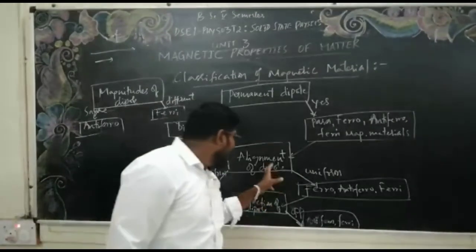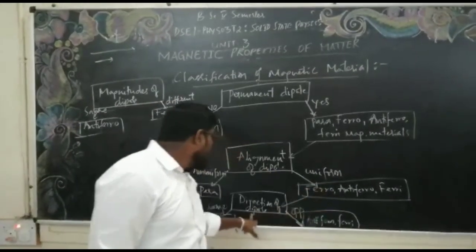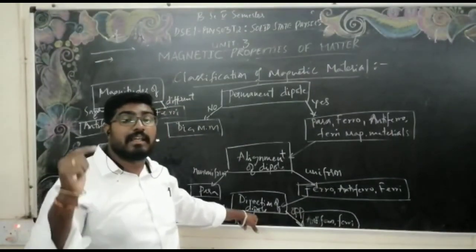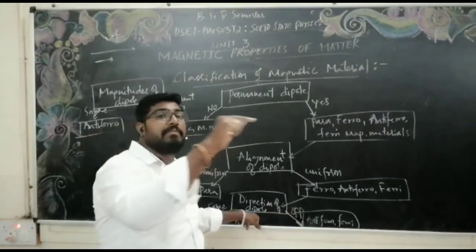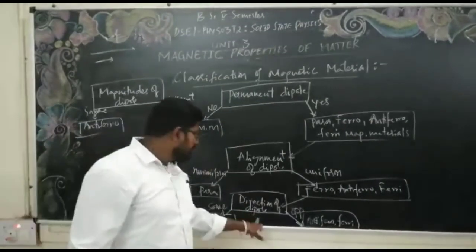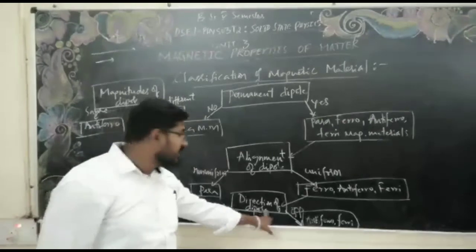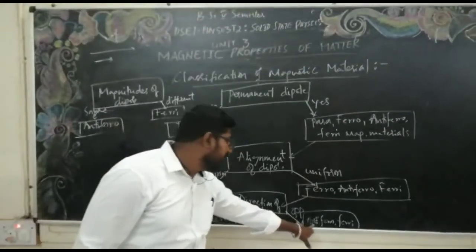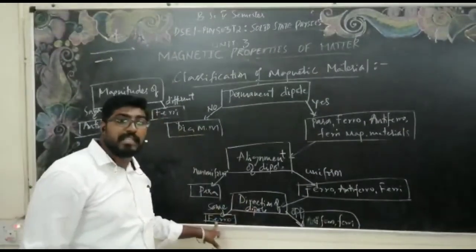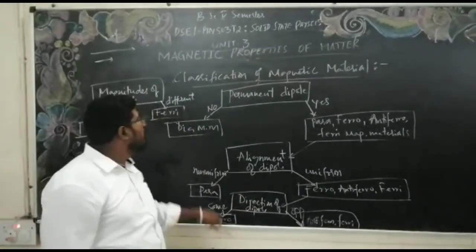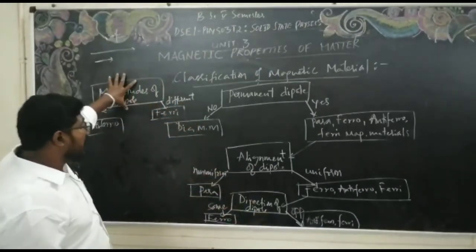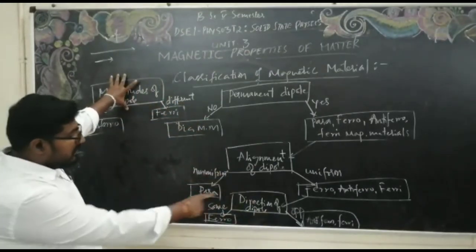If the alignment of dipole is uniform, what about the directions of the dipole? It depends on whether, when I apply the external magnetic field in this direction, the dipole moment is in this direction or opposite. The directions of the dipole, if they are opposite to our applied magnetic field, those are antiferro and ferri. If the directions of the dipole are same, in that case it is ferro. Along with this, if the directions of the dipole are opposite and same, those are the materials.